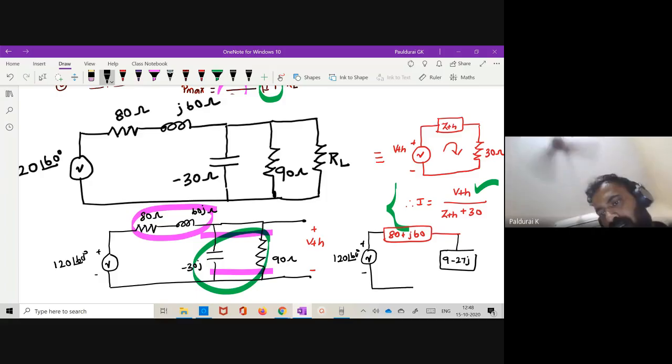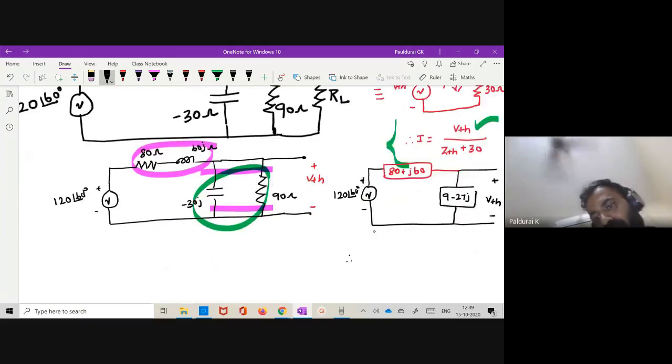Okay, 9 minus 20. Now this is my VTH, right? The voltage across 9 minus 27J. So therefore, what is my VTH? It's very simple. By voltage divider rule, applied voltage 120 at an angle of 60 degrees into the same resistance 9 minus 27J, divided by total resistance 80 plus J60 plus 9 minus 27J.